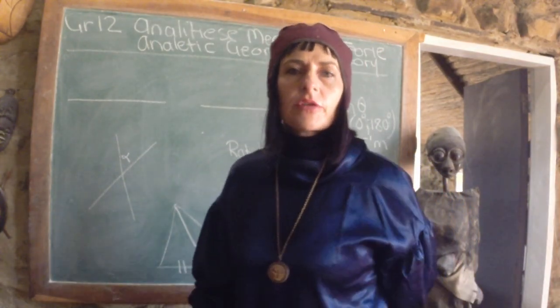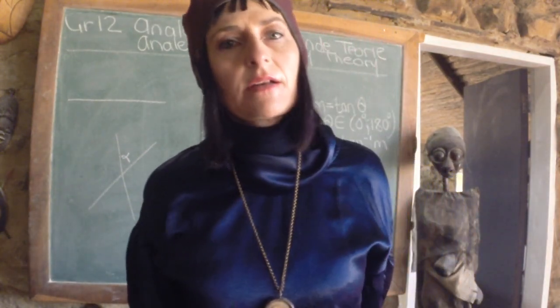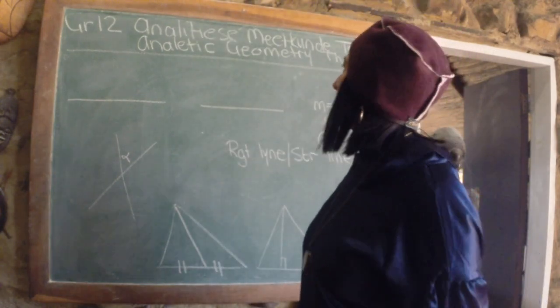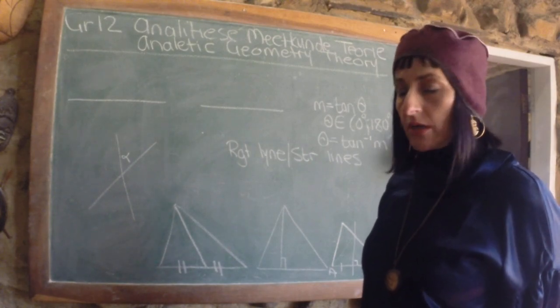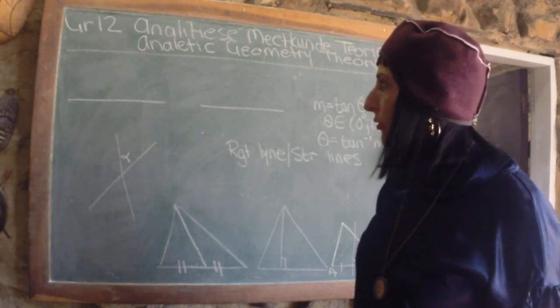Goeiemôre graad 12. Ons is vanmôre terug by nog 'n teoretiese klas oor analitiese meetkunde. So we are back with another class of theory in analytic geometry. So listen very carefully. This is all learning work.